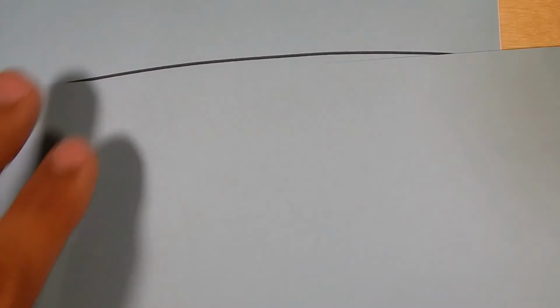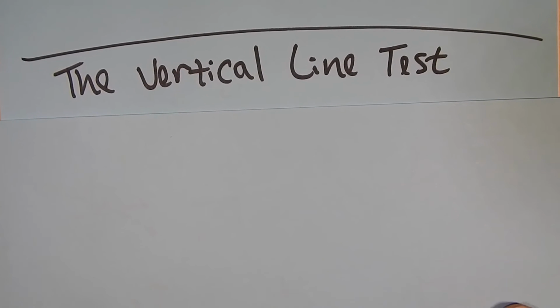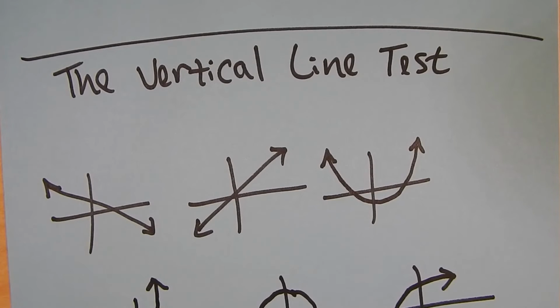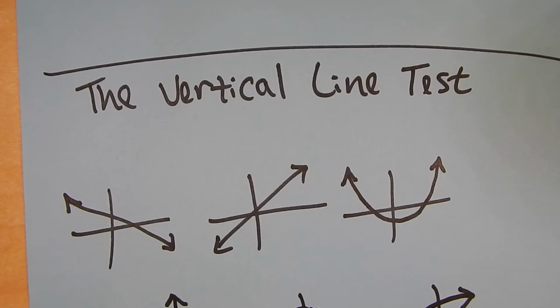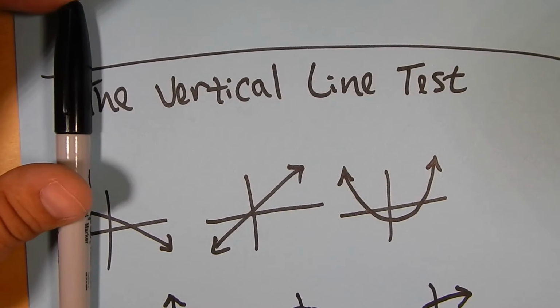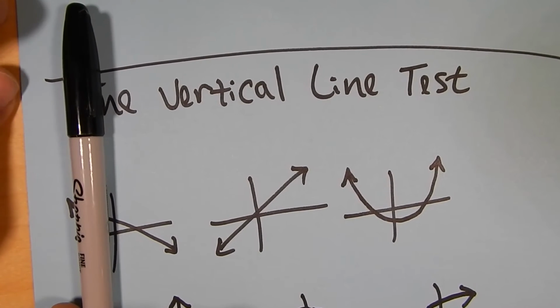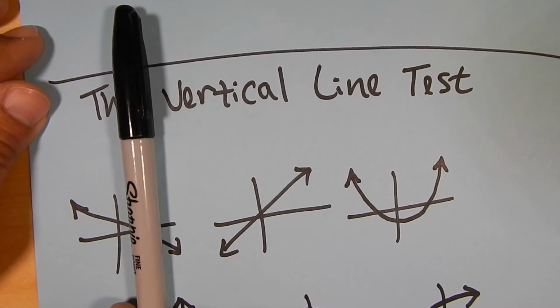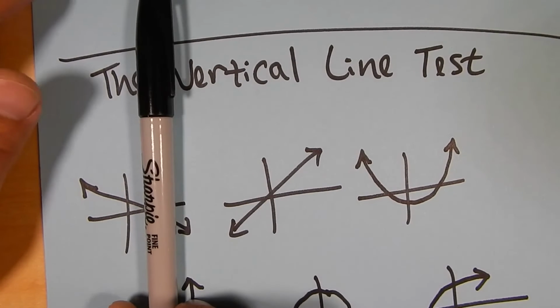Now this leads us to the idea of what's called the vertical line test. Sometimes they'll give you graphs and say, is this the graph of a function? The way the vertical line test works, and we'll use the marker as our vertical line, is exactly as it sounds. You have a vertical line, a line that goes straight up and down. If your line intersects the graph in more than one point at a time, anywhere, then it's not a function.